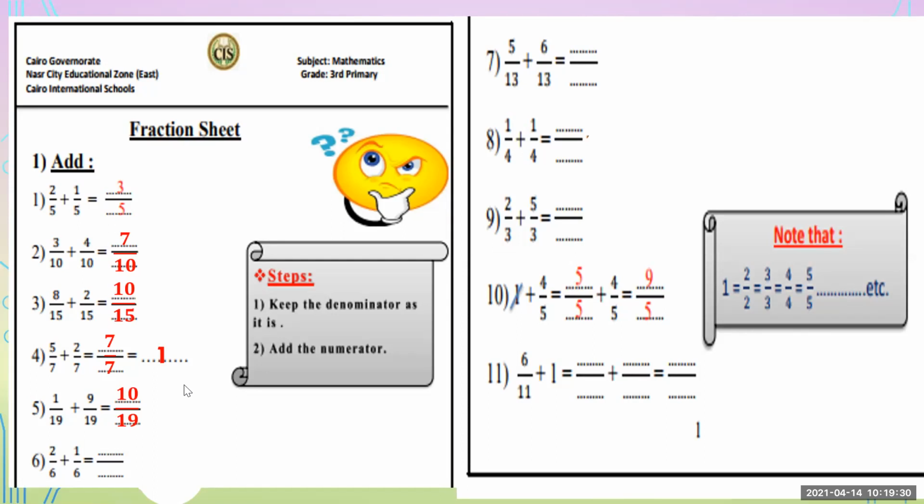Yasin Al-Arabi, can you answer with me? Okay. 2 over 6 plus 1 over 6. 2 plus 1 is 3, and the denominator, keep it. So the total will be 3 over 6. Thank you, my dear. Excellent, Yasin. Great.